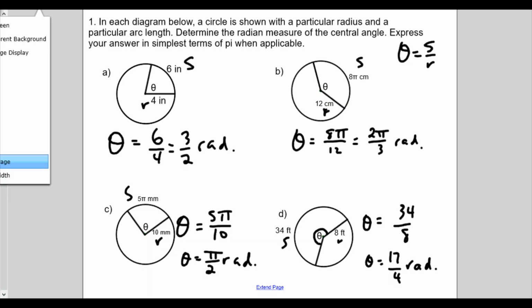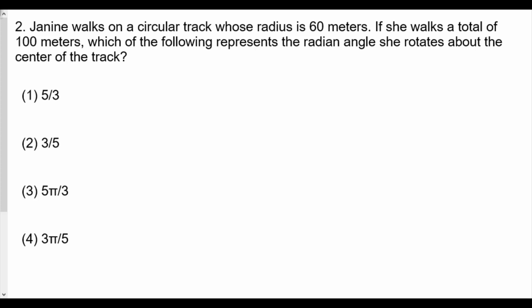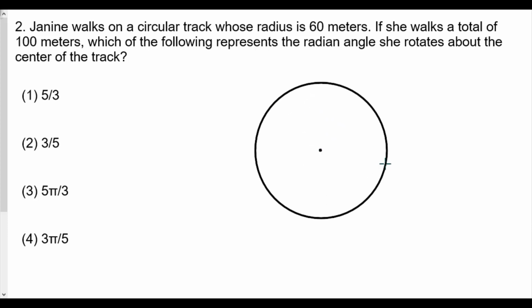Okay, so I'll make this full page again, and question 2. Janine walks in a circular track whose radius is 60 meters. If she walks a total of 100 meters, which of the following is the radian angle which rotates around the center of the track? So here we go. Let's draw a diagram. First off, I'm going to put a point here as the center. And from there, we're going to expand our circle around that. So that's our center, and that's our circle.